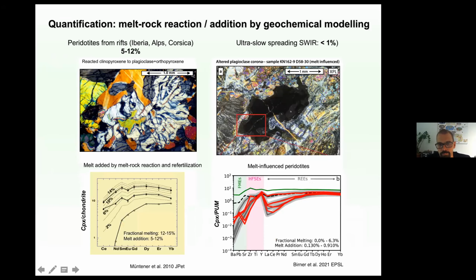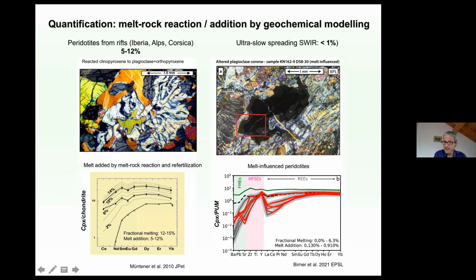Okay. So if you try to quantify melt-rock reactions, again, on the left-hand side, you see an example from peridotites from the Alps, in Corsica or Iberia. And on the right-hand side, you see an image from the ultra-slow spreading ridge. Note the difference in freshness of the samples. Then in a recent paper, Birner et al. postulated that in these rocks, they got about 1% of melt addition to explain geochemistry, while on the left-hand side in the Alps, you could vary between about 5 to 12% of melt addition to explain the geochemistry of the pyroxenes.